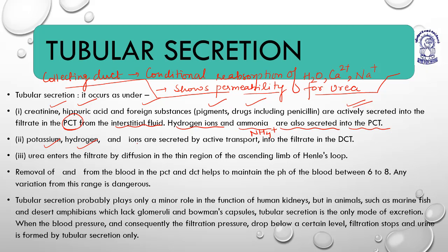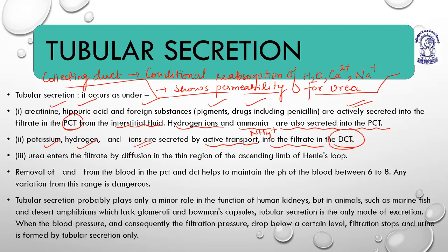Potassium, hydrogen, and other ions are also secreted by active transport into the filtrate in the distal convoluted tubule. Okay, so there are certain substances which are extracted from peritubular capillaries and added to the filtrate, like K plus, H plus, NH4 plus, creatinine, hippuric acid, drugs. PCT, DCT, and collecting duct are all concerned with secretion.